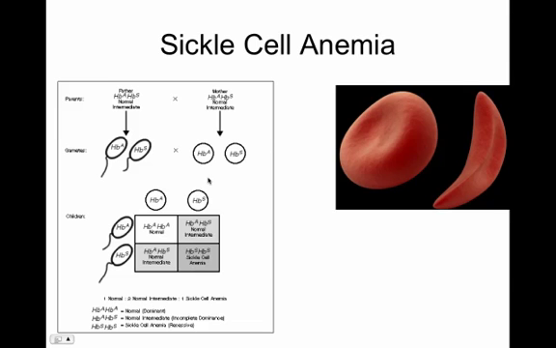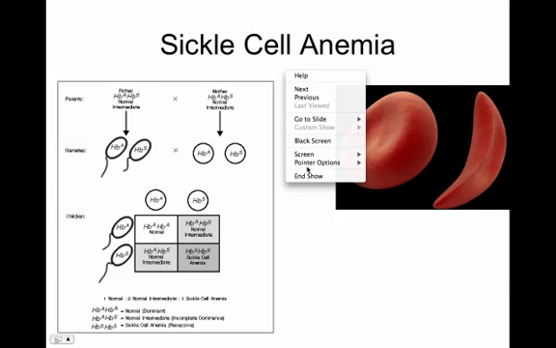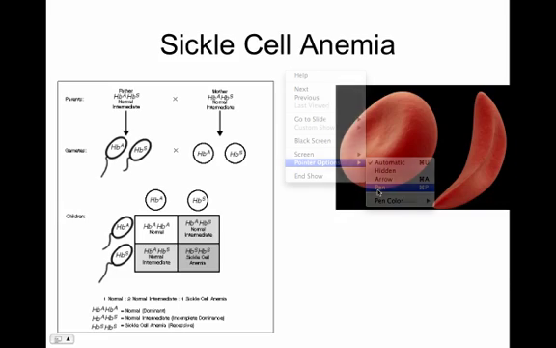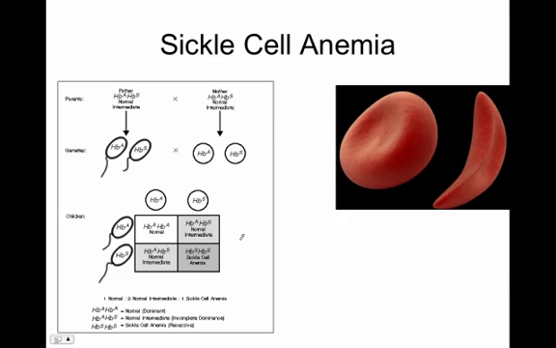Let's review for a minute. We've talked about how traits might be passed on, and sometimes that might be beneficial. However, it also might be lethal in the case of the African population and sickle cell anemia. Now, sickle cell anemia has to do with the following.